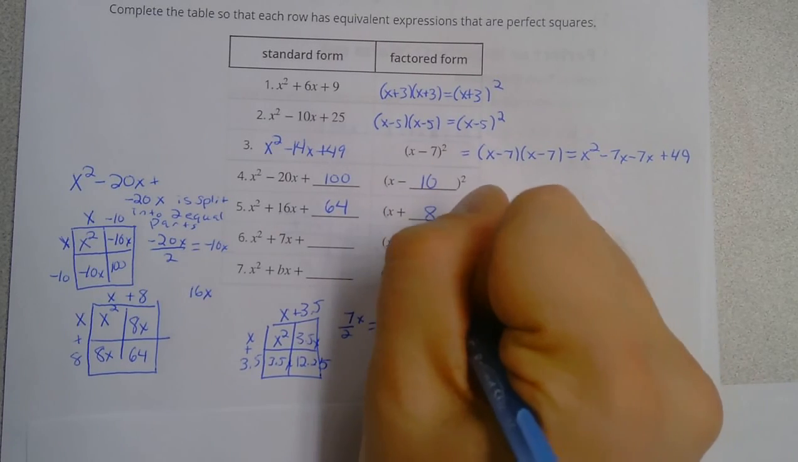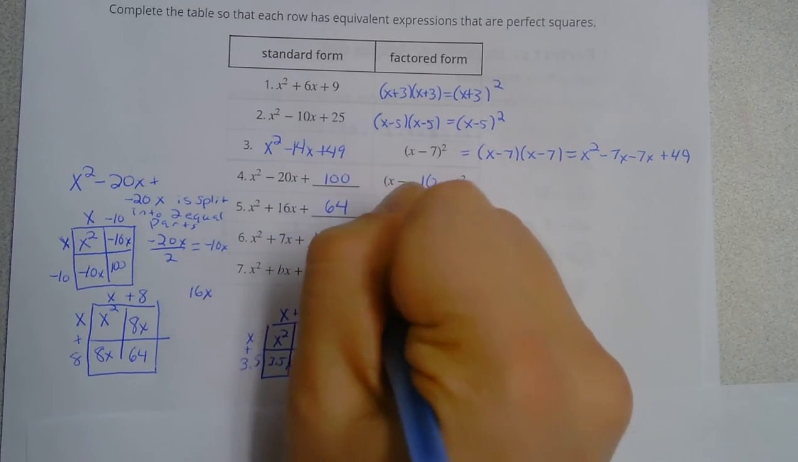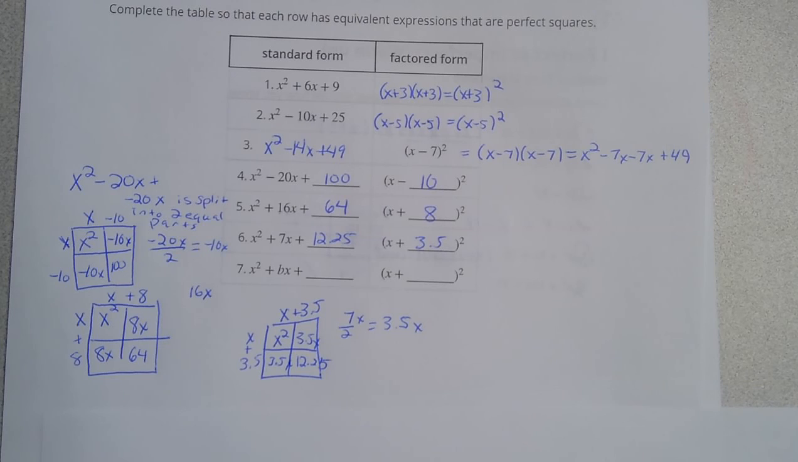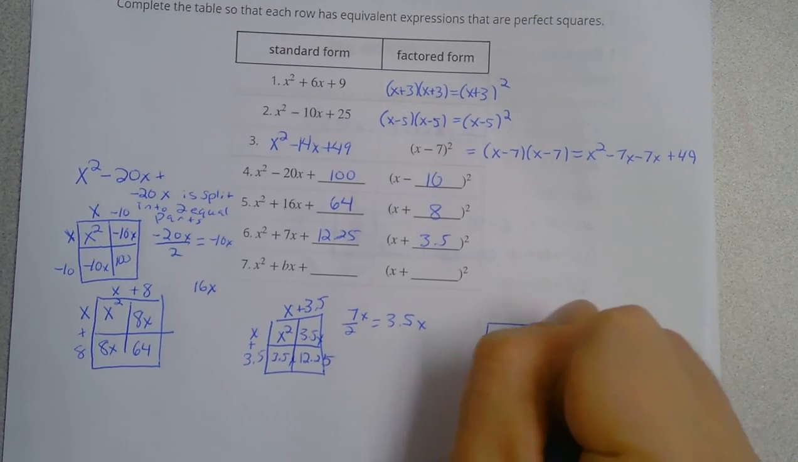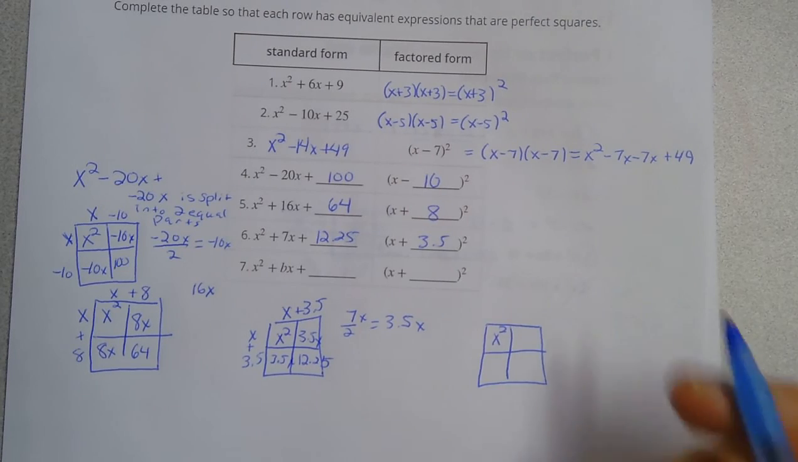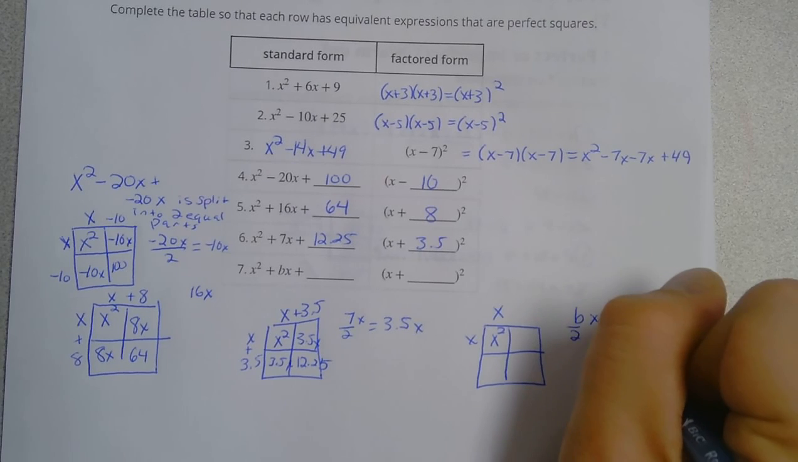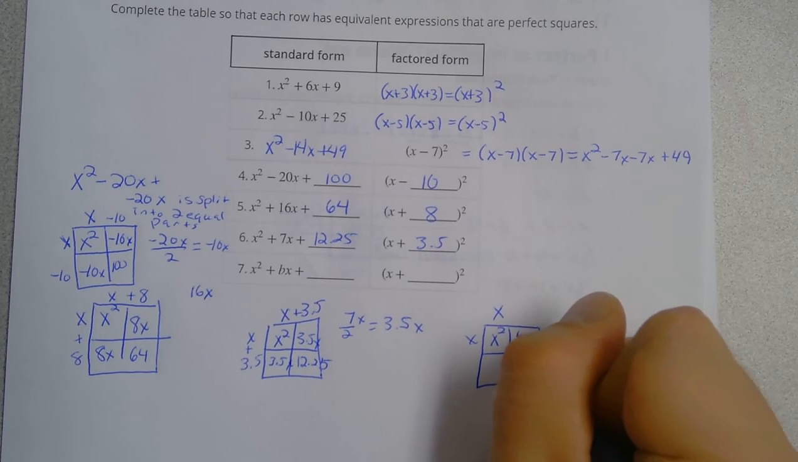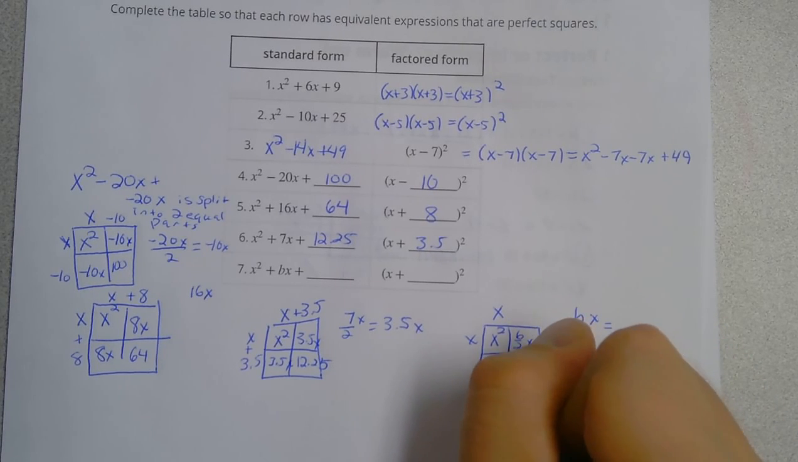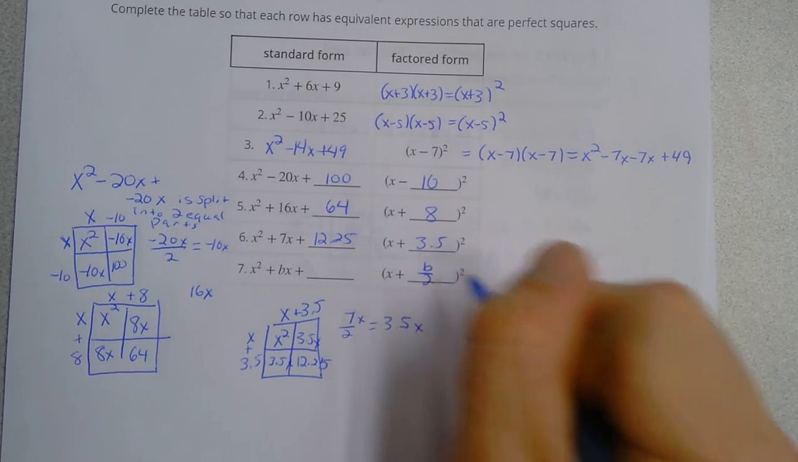So I have x plus 3.5 squared, and then this is 12.25. Now, if I did this with b, so if we have x squared, we're going to have x and x. And then if I take bx and divide that by 2, that's what we're going to have in each part. So b over 2 x, b over 2 x. So here I'm going to have x plus b over 2 squared.